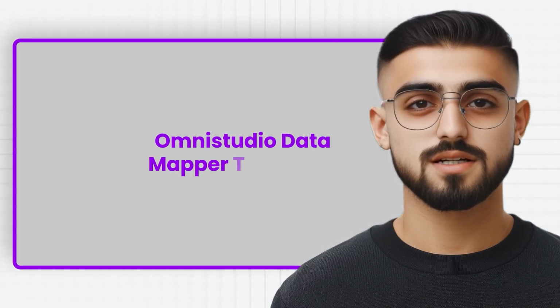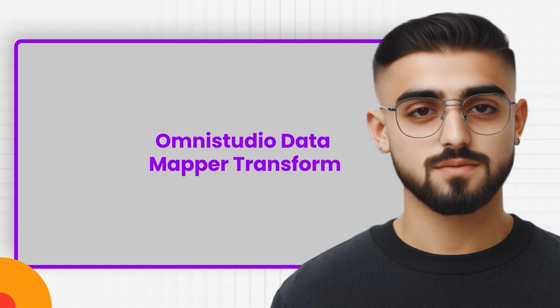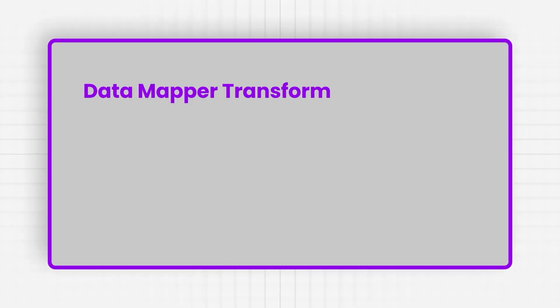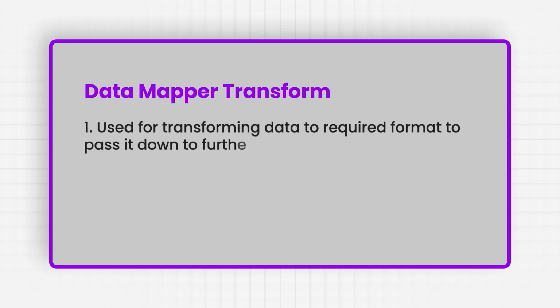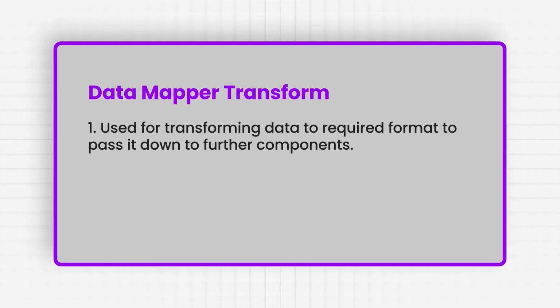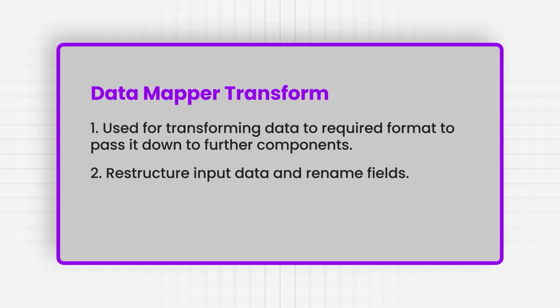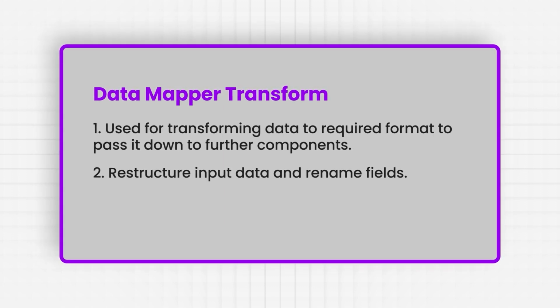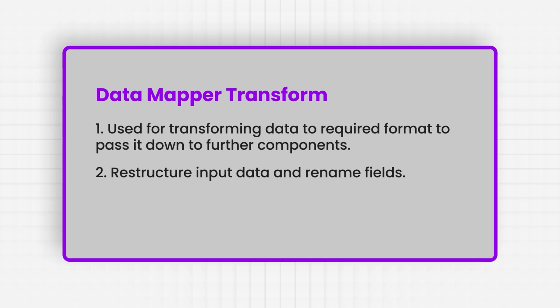Hi, in this video, we're going to look at Omni Studio Data Mapper Transform. So Data Mapper Transform is basically used for formatting the required data in the required format before you pass it down to further components, something like restructuring your input or renaming fields. That's basically the main purpose of the Data Mapper Transform.